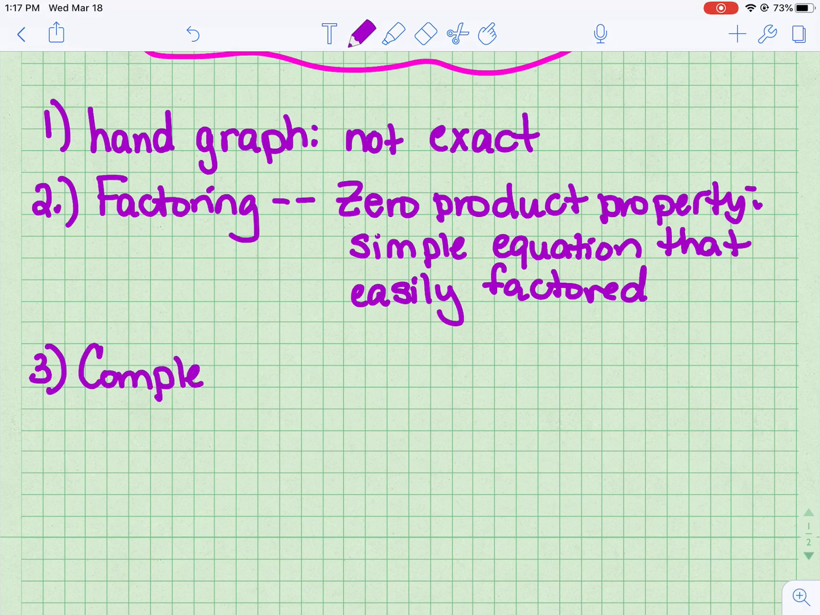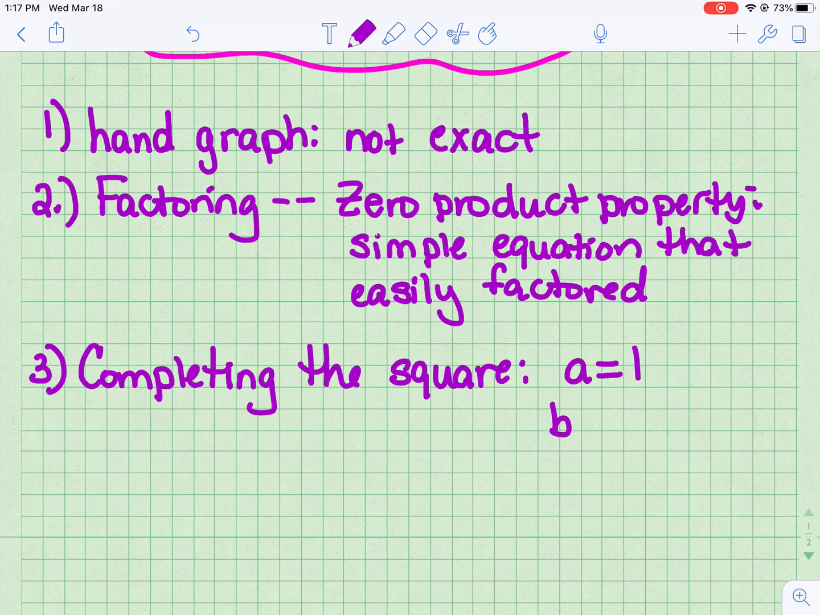The next type is completing the square. Now, at this point in your algebraic career, there are a couple things that have to be true for this to work for you. A has to be 1, and B has to be even. When you get to Algebra 2, something to look forward to is how to do this when A doesn't equal 1 and what you can do when B isn't even. But for right now, we just want you to get the idea of how to complete the square.